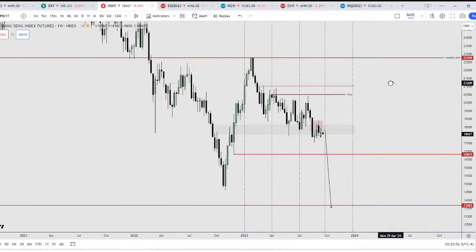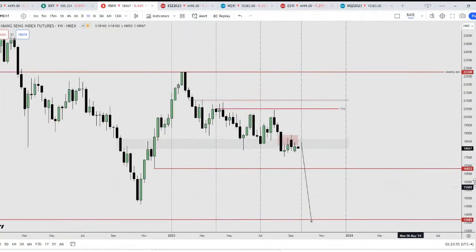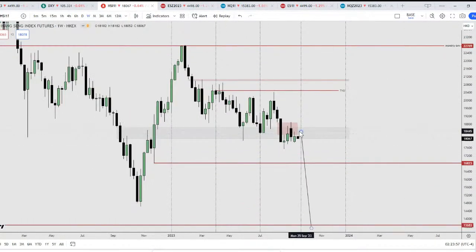Okay, so similarly, I'm expecting bearishness for HSI. Okay, we are in Q3. This is the weekly chart. Right here on the 25th of September, we would end Q3, and then I would like to see distribution in the fourth quarter.